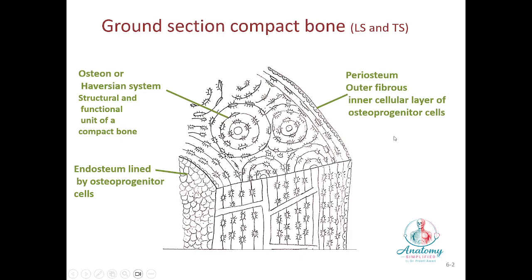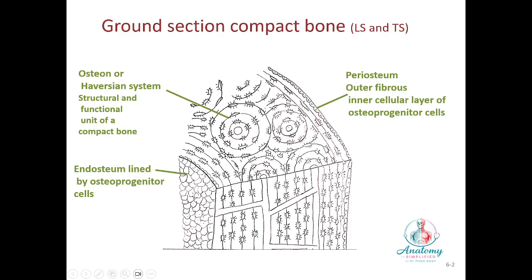Compact bone is the shaft of the long bone. When you see the diaphysis, metaphysis, underneath the periosteum, that bone is called compact bone, which is surrounding the bone marrow cavity. It has a peculiar arrangement, a very good structure, with very nicely arranged lamellae that together form the structural and functional unit of compact bone called the osteon or Haversian system.